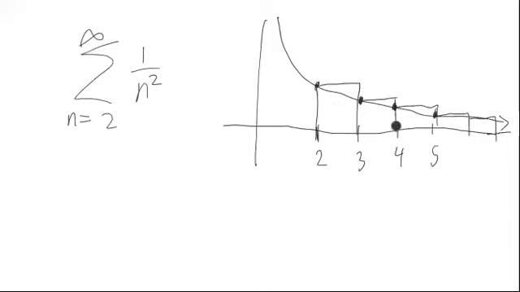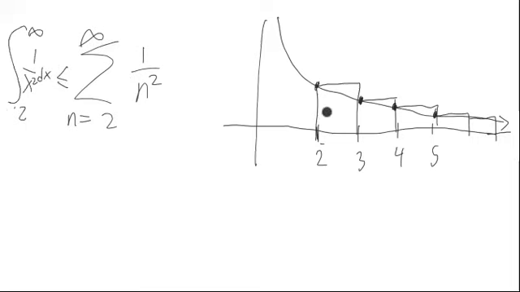Notice that the total area underneath all these rectangles is bigger than the area that goes from 2 off to infinity. So if we go under the curve, we could write that out: the area under the curve from 2 to infinity of 1 over x squared. We know that the series itself, which is the area of the rectangles, is bigger than that.